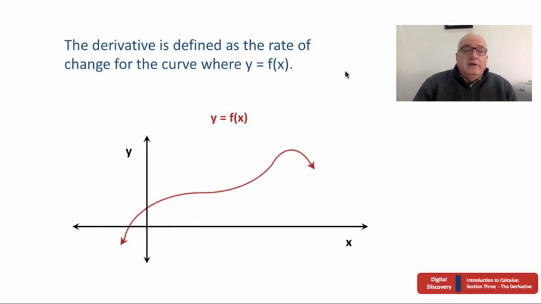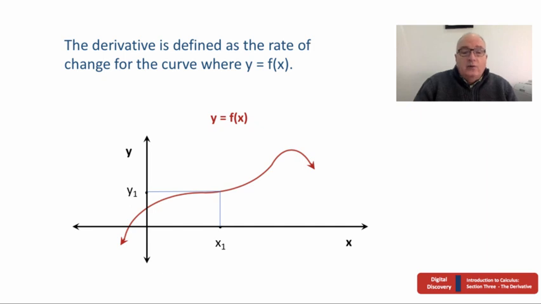The derivative is defined as the rate of change for the curve where y equals a function of x. You notice you have a curve. Y equals a function of x means that every x maps to one y such that the point (x, y) is on the curve. In other words, no x can map to two y values. So y is a function of x. Look at this again.